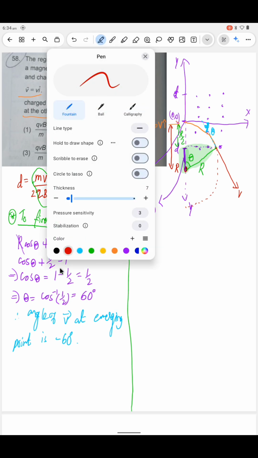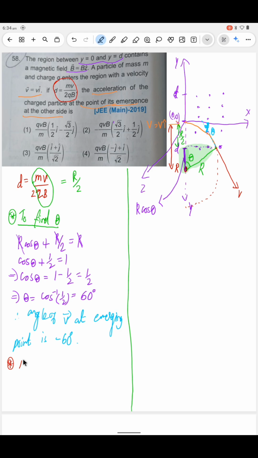So the next step we have to do is to find the expression for v. If the v vector is along this way, this is the theta. Now this will be vx and this will be the vy component. So how will you write it in vector form? V vector is equal to vx i cap plus vy j cap.